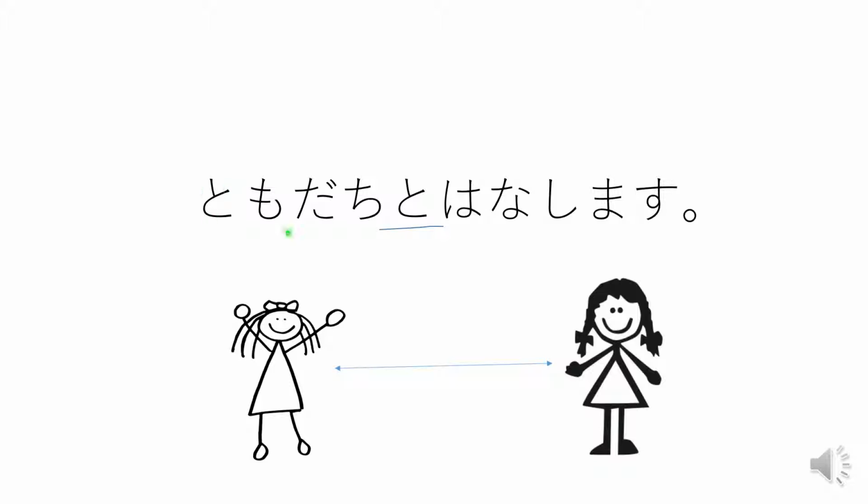Okay. This one's a little bit different. 友達と話します. So this is talk with a friend. So we're not actually acting upon our friend. We're doing something reciprocal. So you can see here, it's going both ways. We're talking together. So to, as you know, means and. However, we use it instead of o when we say 話します because it's a reciprocal action. We're not acting upon our friend, we're acting with our friend. Me and our friend are talking together. 友達と話します. Okay.